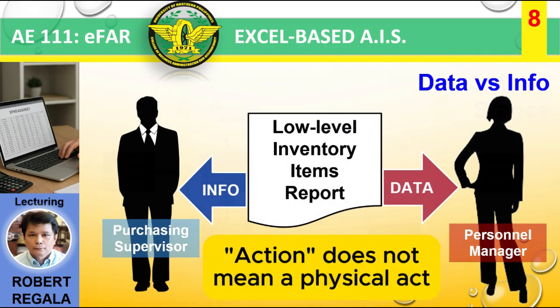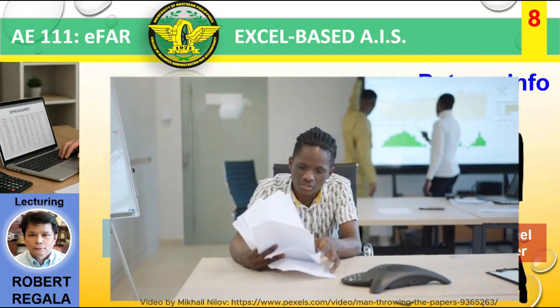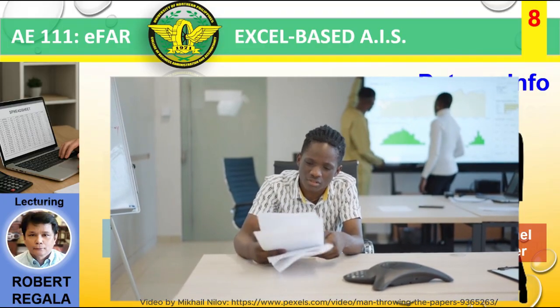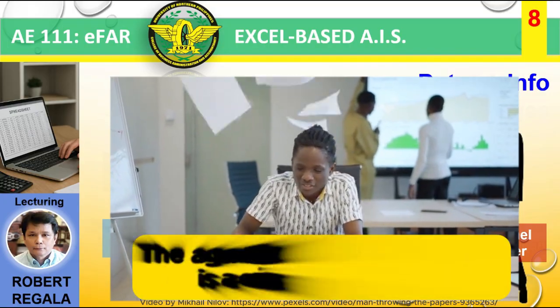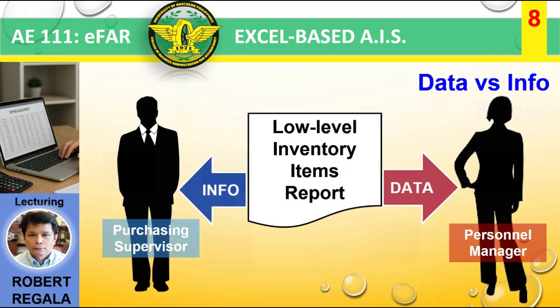We should note that action does not necessarily mean a physical act. For instance, a purchasing agent who receives a report showing that inventory levels are adequate will respond by ordering nothing. The agent's action to do nothing is a conscious decision, triggered by information and different from doing nothing because of being misinformed. The distinction between data and information has pervasive implications for the study of information systems.